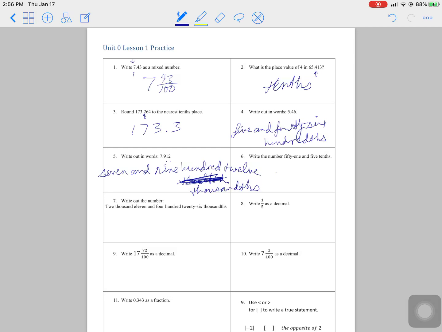Jeez. All right, write the number 51 and 5/10. 51 and 5/10. Okay. Write out the number 2011 and 426 thousandths. So that ends up in the third decimal place over.